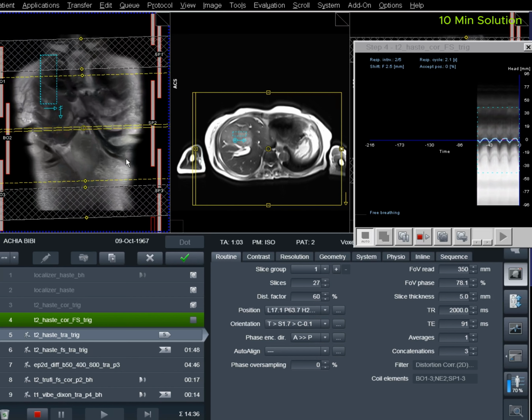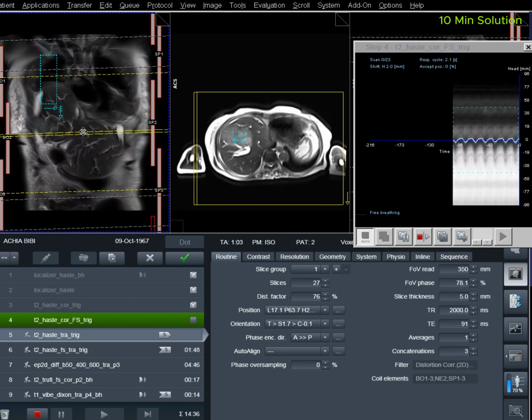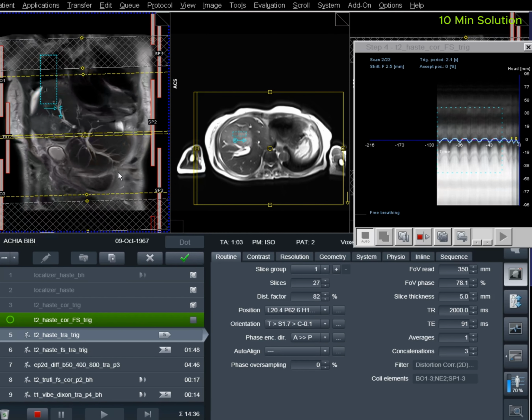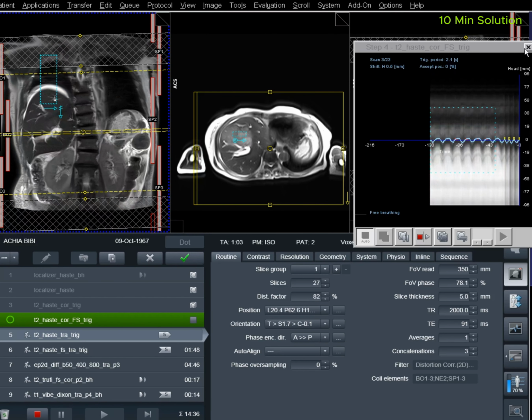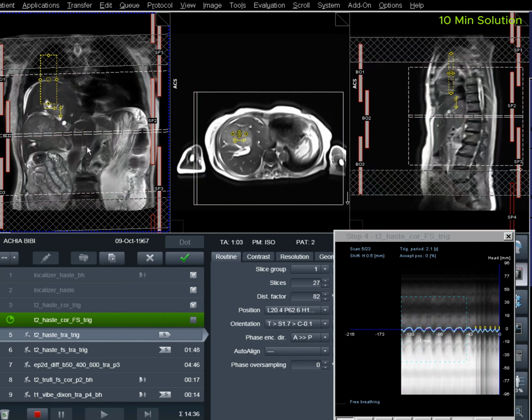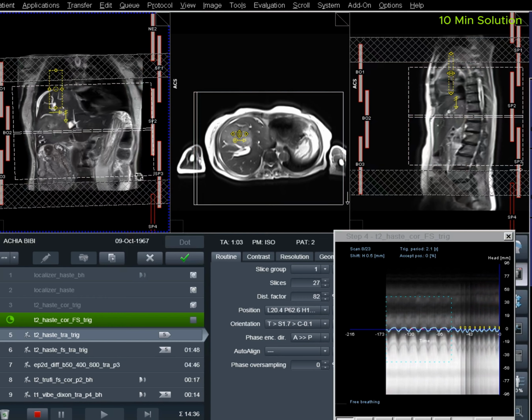To prevent wraparound artifacts, phase oversampling, and in the case of 3D blocks, slice oversampling must be used. Instruct the patient to hold their breath during image acquisition. In our department, we typically ask patients to take 2 breaths in and out before instructing them to breathe in and hold.